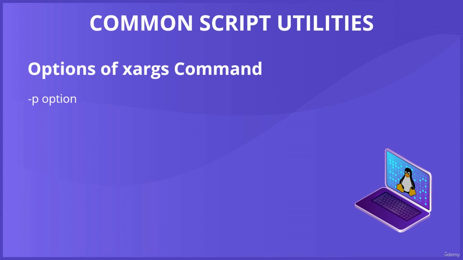-p. This is going to ask the user whether to run each command line and read a line from the terminal. -r means do not run the command if the standard input does not contain spaces. -x is going to mean exit if the size is exceeded. --help means print a summary of options to xargs and exit. --version, well, this will print the version number of xargs and exit. All right, so let's get into the command usage with these options.